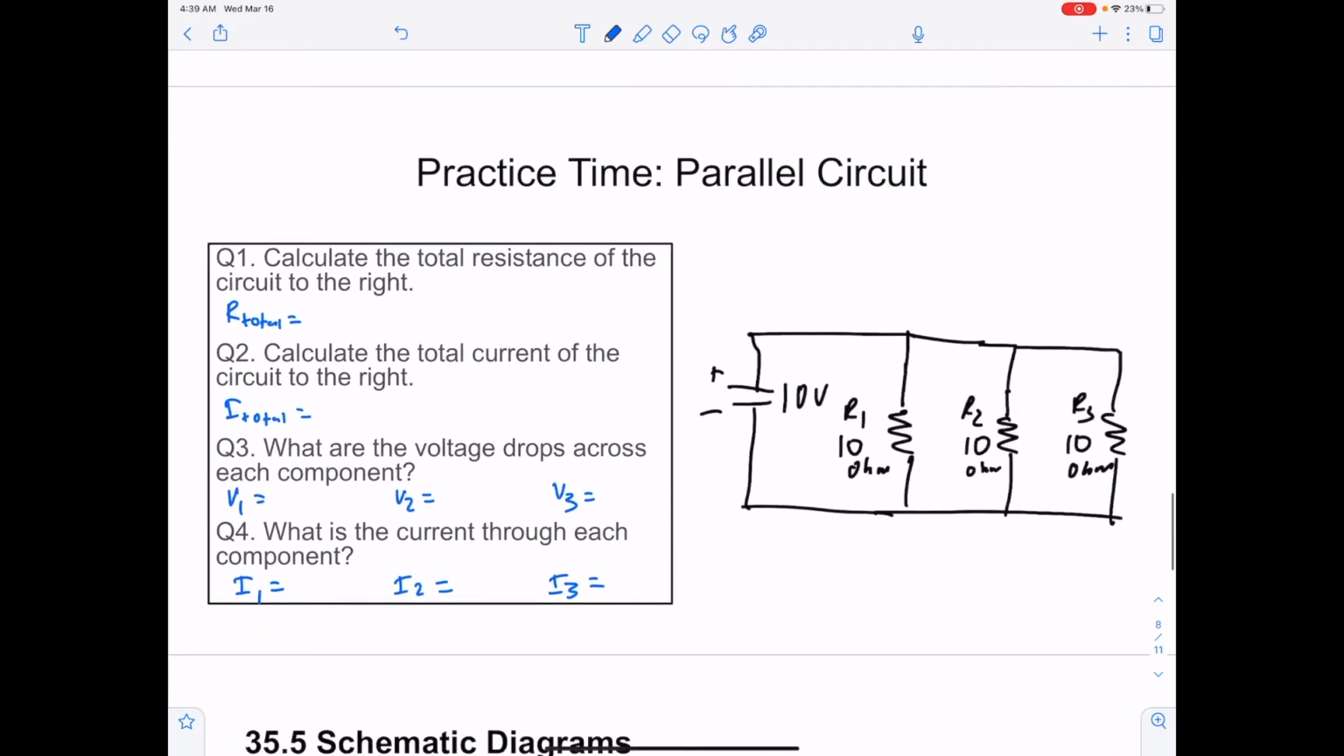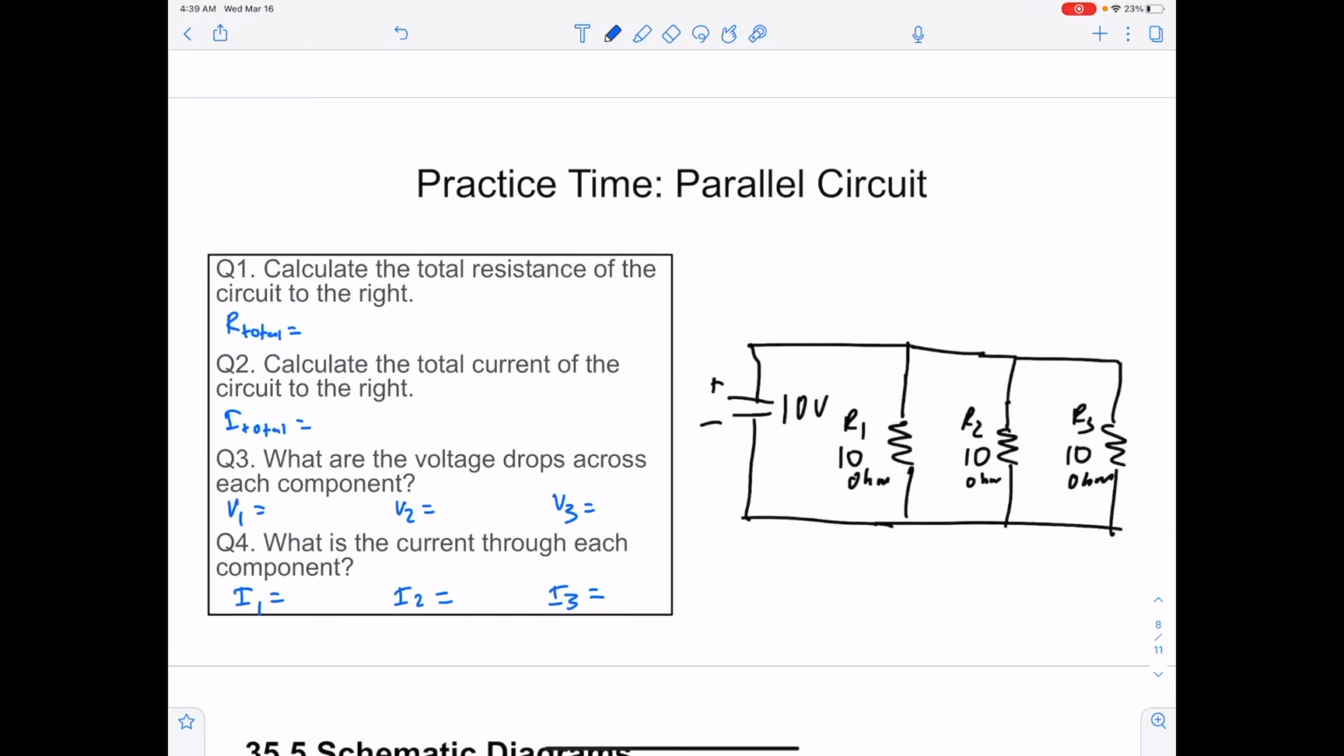All right, let's let you guys practice, and then we will be done for today. Question 1, calculate total resistance of the circuit to the right. All right, we'll help you out. We'll write the equation 1 over R1 plus 1 over R2 plus 1 over R3. All right, go ahead and give it an attempt.